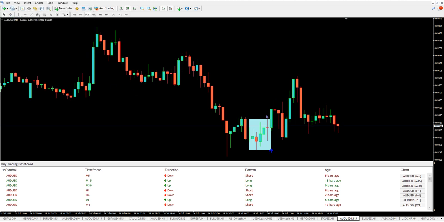So we'll jump into it. This, in my opinion, is a great scalping indicator. And as we can see here, I've got the Australian dollar, US dollar chart pulled up, and just here this morning, on the 15-minute chart, had a great trade.